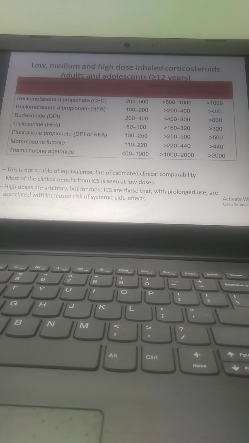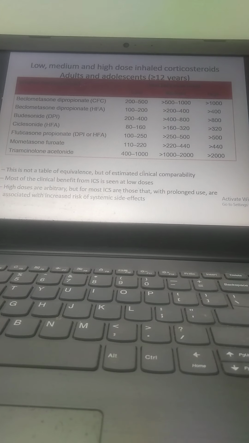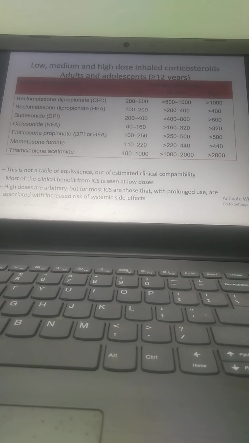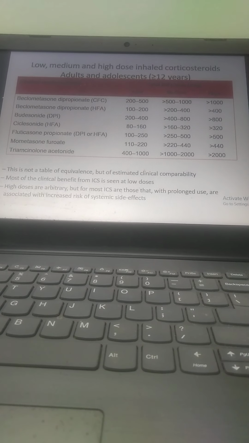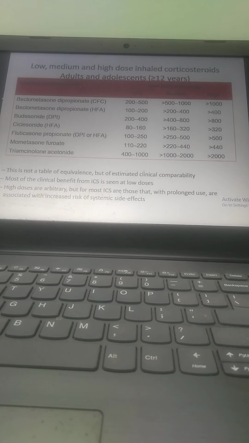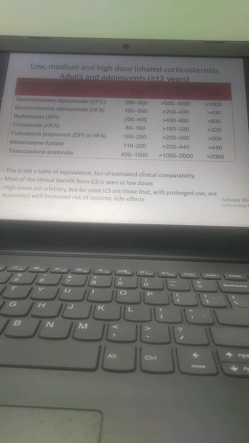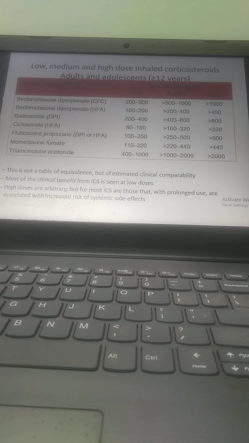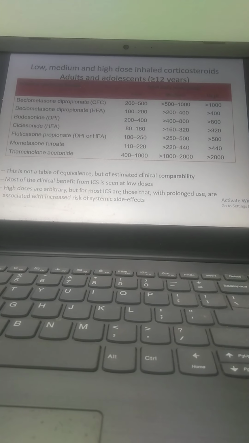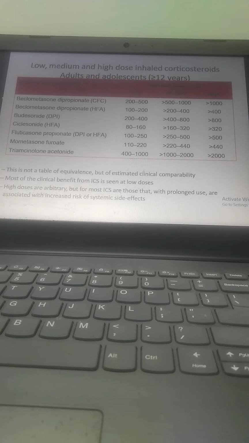Beclomethasone CFC: 200 to 500 microgram is low dose, more than 500 to 1000 is medium, and greater than 1000 microgram is high. Beclomethasone dipropionate in HFA: 100 to 200 microgram, then more than 200 to 400, and more than 400 microgram. Then budesonide, a DPI: 200 to 400, more than 400 to 800, and more than 800.